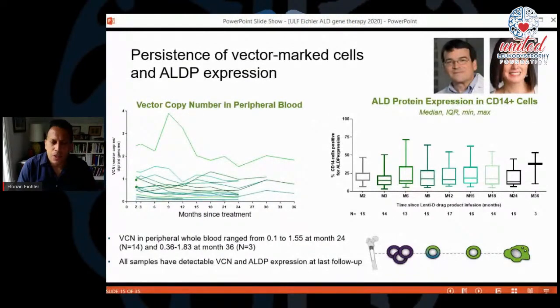Did we get the gene in, and was protein expressed? You can see vector copy number in peripheral blood up to the last follow-up shown here on the left. And on the right, you can see that ALD protein expression was found in about 20% of the CD14 positive cells, proving here that we were expressing ALD protein after delivering the gene into the bone marrow compartment. Next.